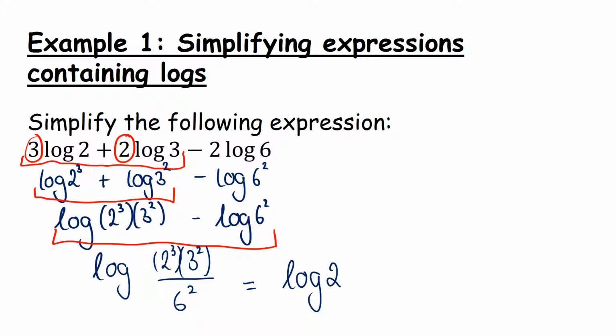So we'll have log, and now we have 2 to the power of 3 times 3 to the power of 2 over 6 to the power of 2. If you simplify 2 to the power of 3 by 3 to the power of 2 over 6 to the power of 2, you'll get that it simplifies to the number 2. So that is as simple as we can make that expression.